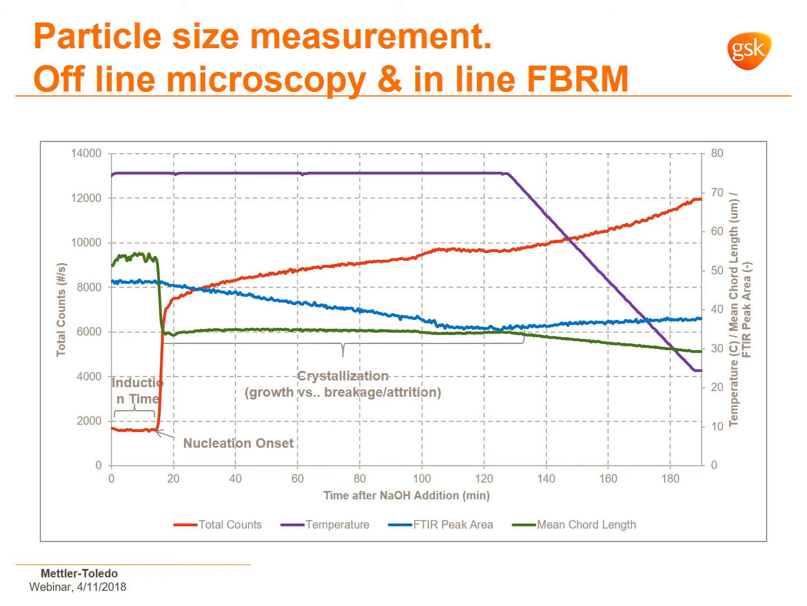So we monitor that with FBRM as well, with the G400, and we can see here the onset of nucleation, and essentially we can monitor what's going on with total counts and also the temperature. This is isothermal. At the end of the addition, we drop the temperature to isolation temperature, and we have the peak area dropping during the crystallization. And the change here is essentially due to the fact that we're decreasing the temperature, so the IR signal is also a function of temperature.